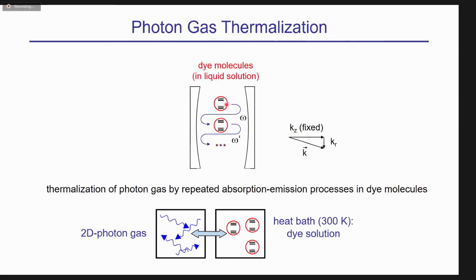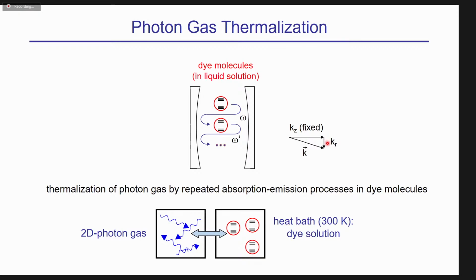So in the microcavity, we have several absorption and re-emission events on these dye molecules. This thermalizes the two transverse degrees of freedom of the wave vector, while the longitudinal wave vector is fixed due to the low-frequency cutoff. So what we effectively do is couple a two-dimensional photon gas, the two transverse degrees of freedom.